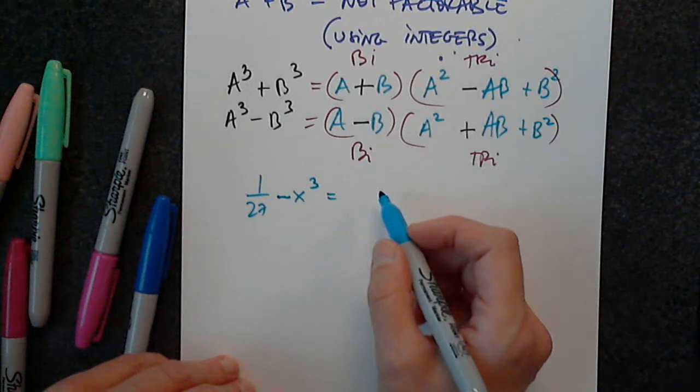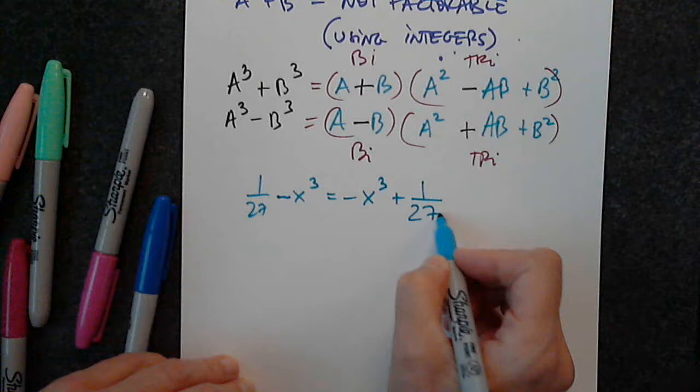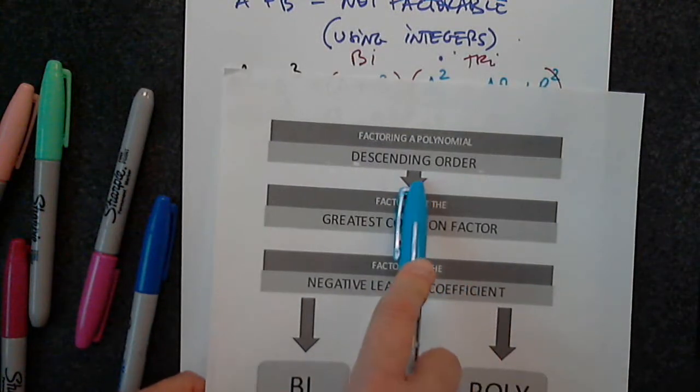Yes, please. Make it negative x to the third plus 1 over 27. Excellent. Negative x to the third. Remember, the term comes with a sign in front. You cannot separate the term from the sign in front. Good. So we arrange it in descending order.